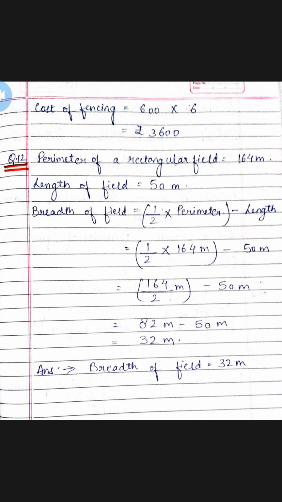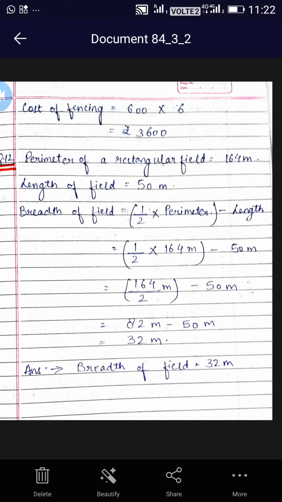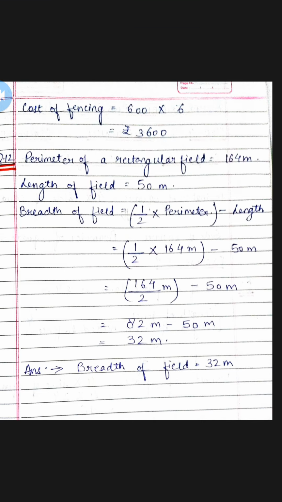Next is question number 13, in which perimeter is given and breadth is given. You have to find out the length. So in the same way, the same formula is there. For length of the field you will write half into perimeter minus breadth. So that you will do in the homework. So that's all about this chapter.